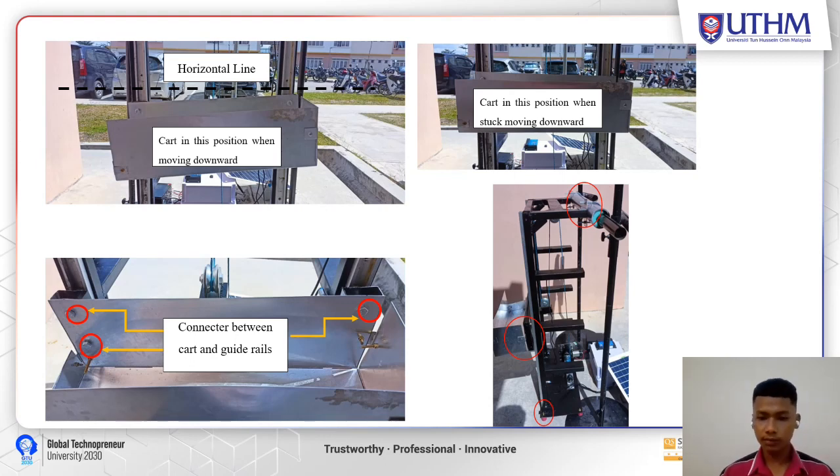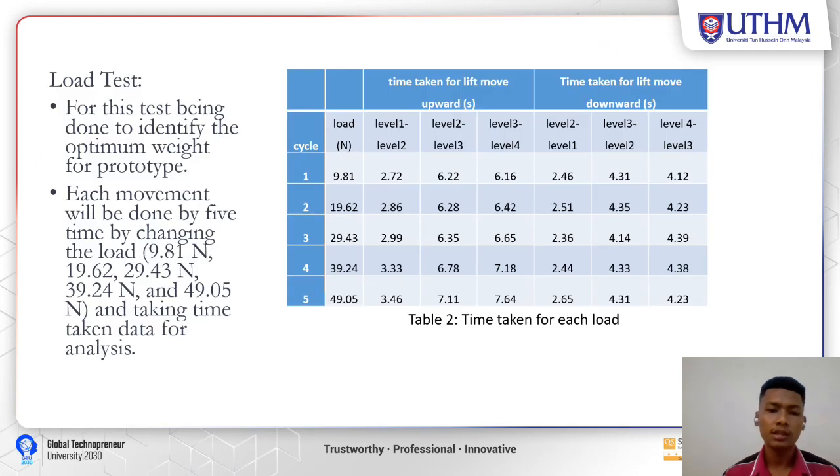Lastly, this figure shows, in the red circle, the part that can be disassembled, using 7 joints with bolt and nut. Okay, this is the last test, which is a load test. This testing is done to identify the optimal weight for the prototype. Each movement is done 5 times, changing the load to 9.18 Newton, 19.2 Newton, 29.43 Newton, 39.24 Newton, and 49.05 Newton, and taking the time data for analysis.